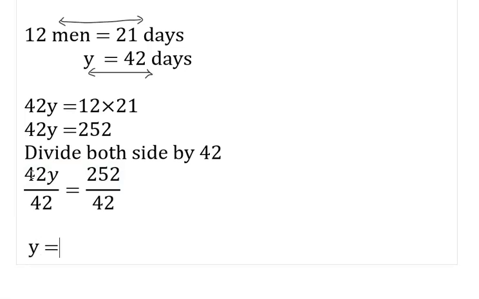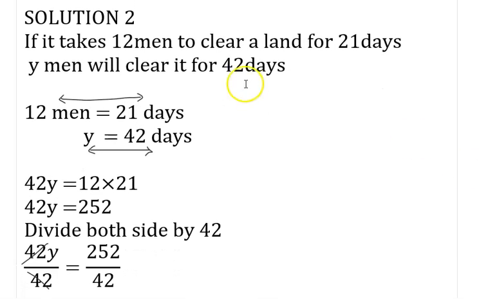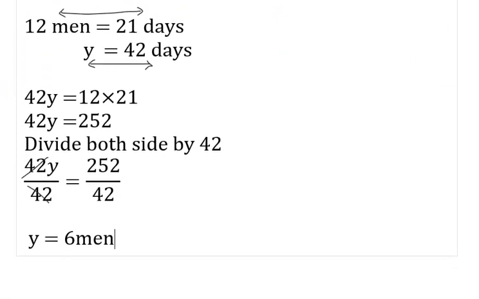So that our y stands alone. This 42 will cancel out the 42 that we have here, so we are left with y. If you punch your calculator, 252 divided by 42 should give you 6. So we have 6 men. As you can see, like we said earlier, 12 men clear for 21 days. Now that the days have been increased to 42, the men should decrease to 6 men. As one quantity increases, the other decreases.